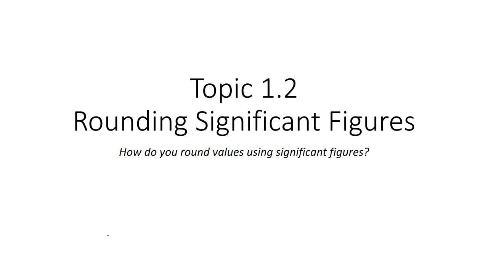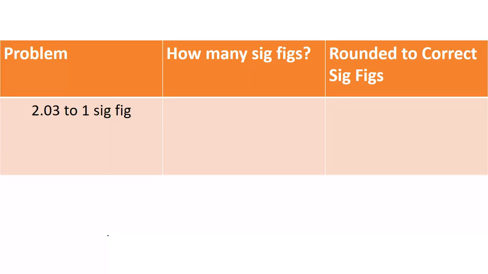Welcome back. Today's topic 1.2 is how to round significant figures. So yesterday we worked on using the Atlantic Pacific rule to count significant figures. Today we're going to work on how you round them off. So you have a table set up similar to this, and there's kind of three columns to it. The first one is the problem, and it's asking us to round it to a certain number of significant figures.